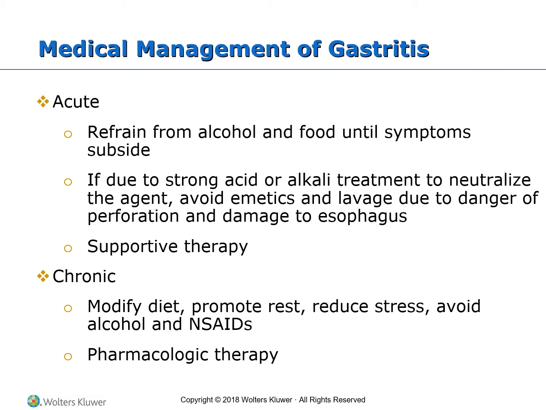If it's acute, then you can have a NG tube, antacids, H2 blockers, PPIs, IV fluids, and then chronic is generally managed by diet modification, reducing stress, avoiding alcohol, avoiding the NSAIDs, and then being on the same types of medications that you would for acute.